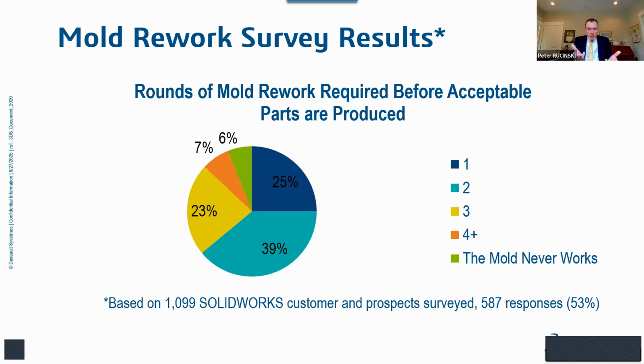You can see the statistics here and make what you will of them. I don't know which ones you would find alarming. 39% of the time, at least 2 rounds of mold rework. 23% of the time, at least 3 rounds of mold rework. 7% of the time, 4 rounds or more of mold rework. Maybe the most alarming statistic: 6% of the time, the mold never works.